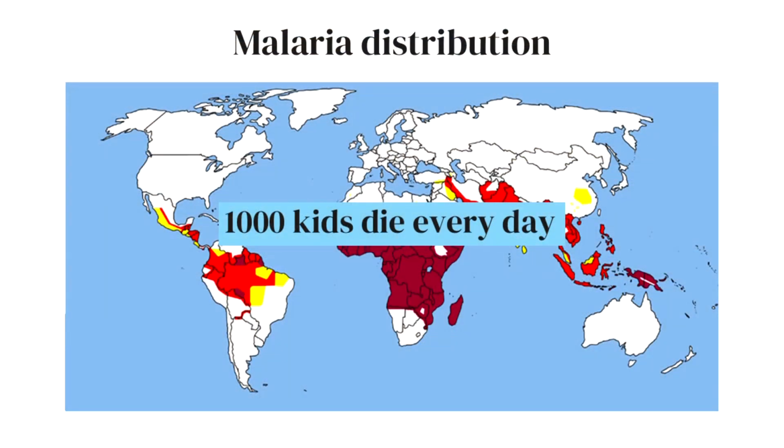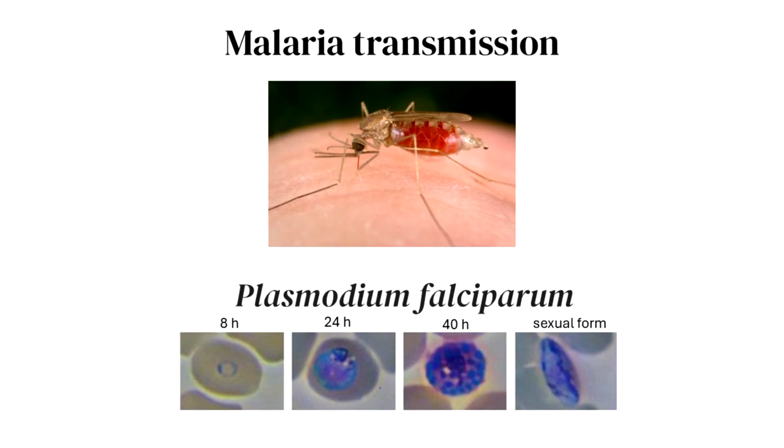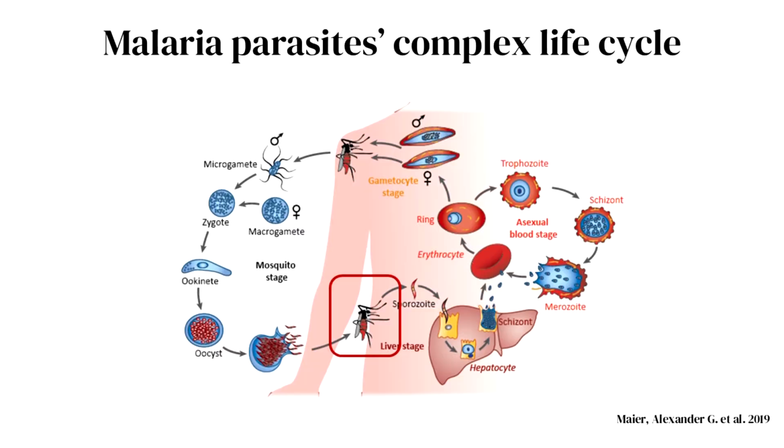This disease is transmitted by a female Anopheles mosquito that transmits an intracellular parasite named Plasmodium, which has 5 species that infect humans. The deadliest of them all is Plasmodium falciparum, which we are studying in the lab. This parasite has a fascinating, complex life cycle.